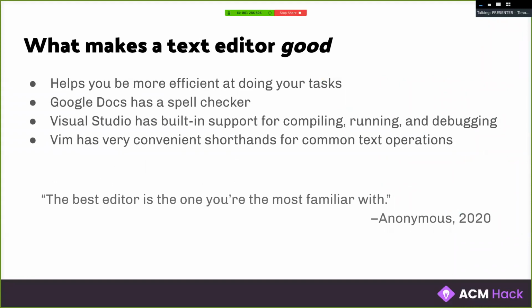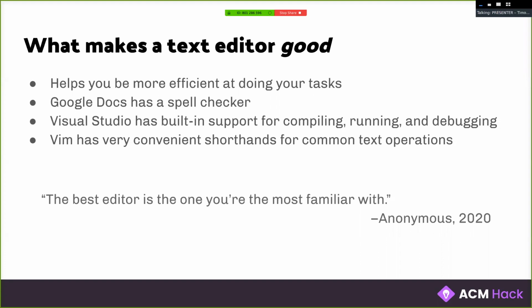Well, two rules of thumb in particular that I feel are very helpful to answer this question. The first is if the text editor helps you be more efficient at doing your tasks, then that text editor is certainly a very good text editor. For example, Google Docs and Microsoft Word are really good for writing English papers because they have spell checkers built in. They have built-in research tools. They have a lot of citation tools, etc. So these things are really good for writing papers, but they're not as good for writing code because they don't really have support for that. On the other hand, Visual Studio, Xcode, and other IDEs often have built-in support for compiling, running, and debugging your code. This also applies to things like Visual Studio Code, Atom, Sublime, etc.